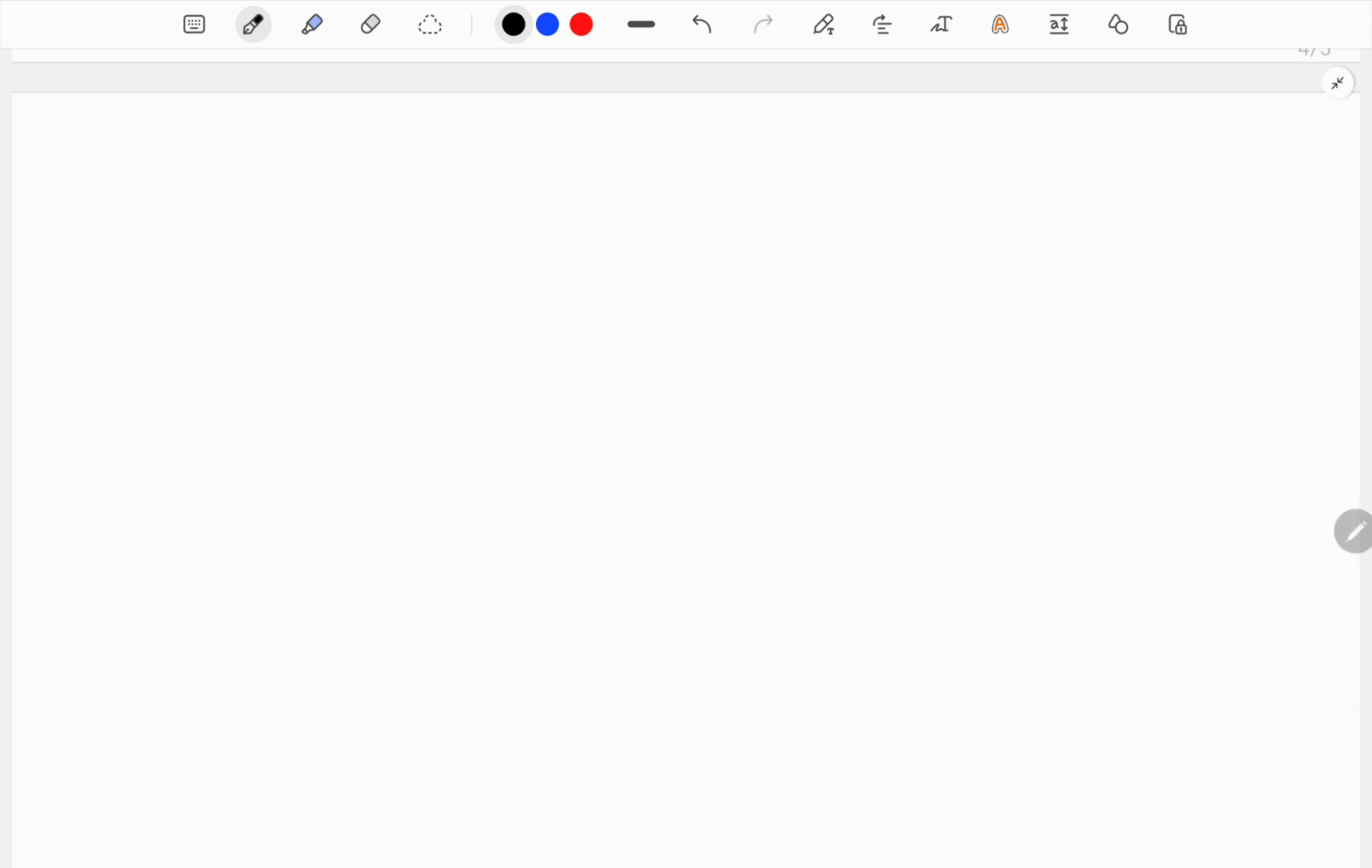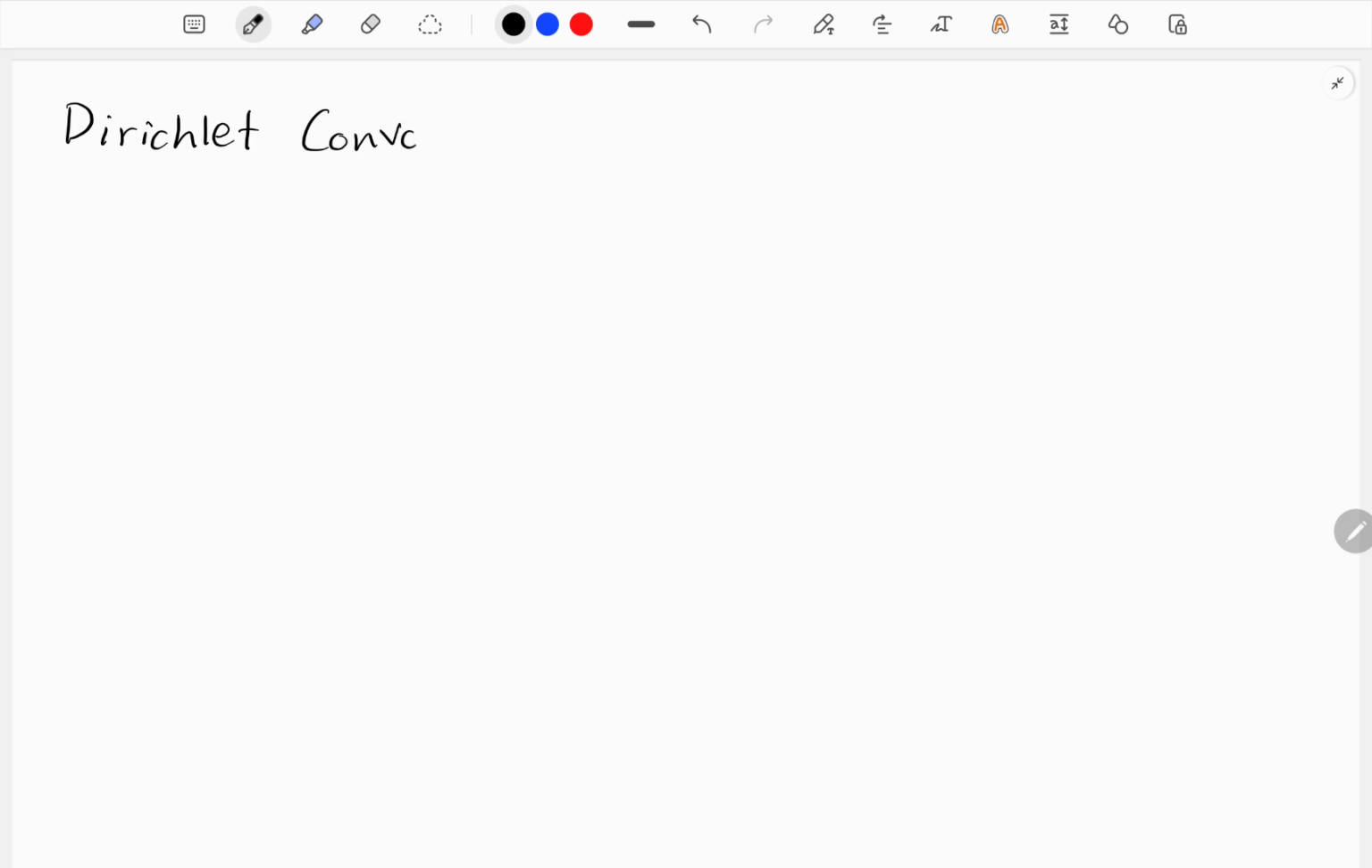So I'm going to introduce something called the Dirichlet convolution, which will help us utilize multiplicative functions in a more applicable way. Okay. So the Dirichlet convolution is an operator that uses the star operator, which is the same star operator you see in the convolution in differential equation classes.